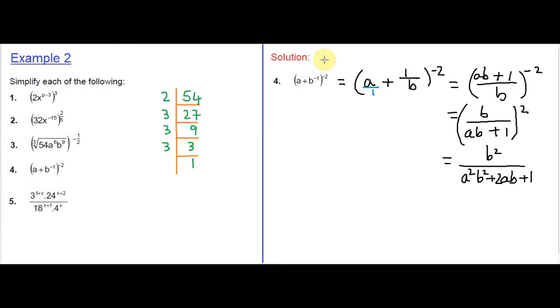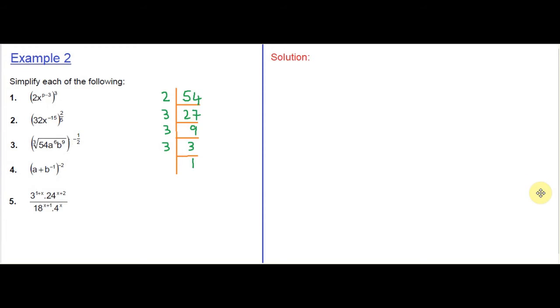Let's look at number 5. I'm going to rewrite the 3 to the 1 minus x, or rather 1 plus x. We're going to find prime factors of 24.